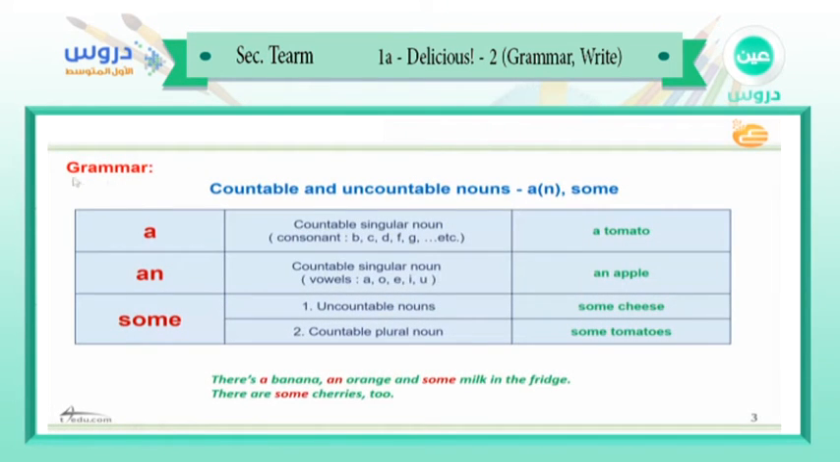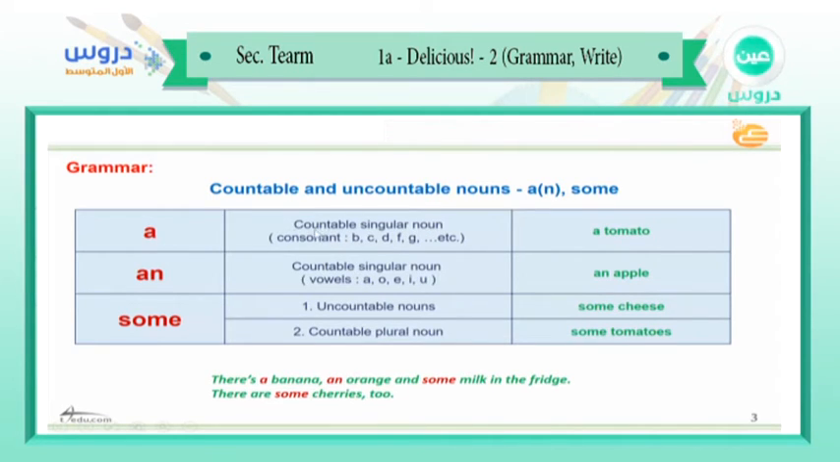Let's start with the grammar. Countable and uncountable nouns. A or an and also some. So with the nouns we can use a, we can use an, or maybe we can use some. So the first one, a, we use it with countable singular nouns. Countable, so we can count it.